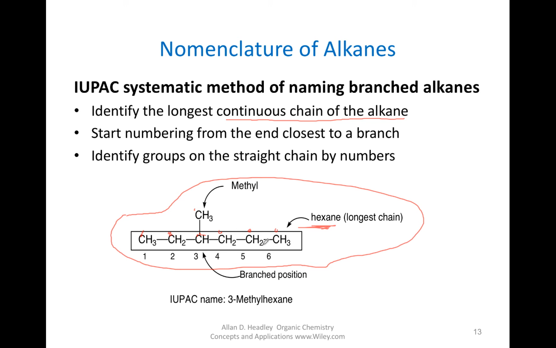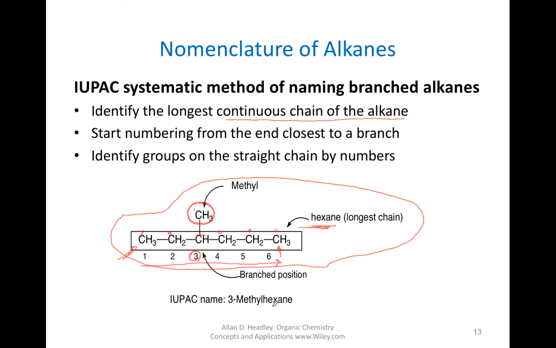We start numbering from the end closest to the branch. So you see here we could start here, or we could start our numbering here. But here's the branch, so starting here is closest to the branch, and that's why we start our numbering in that direction. Why do we have to number it? We have to number it because we have to identify the location of the branch. The branch here is in position number 3.